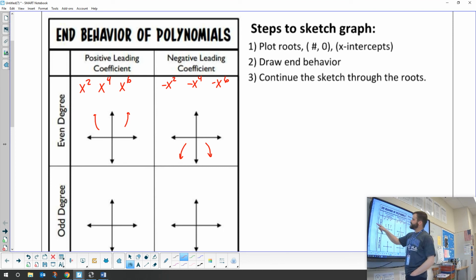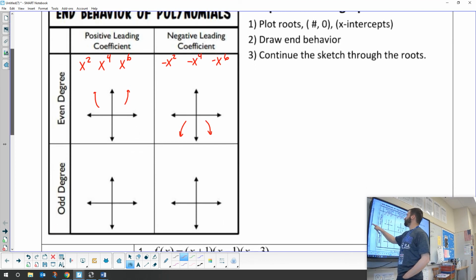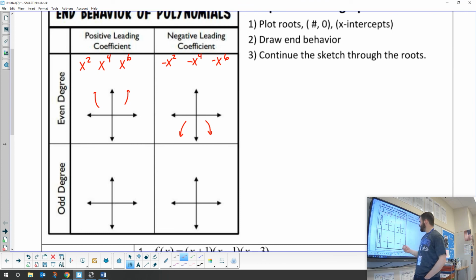Odd degrees, think about a cubic equation or a linear equation, like x or x cubed or x to the fifth and so on. It's going to open up to the right and down to the left. So that's what happens when we have a positive leading coefficient and an odd degree.